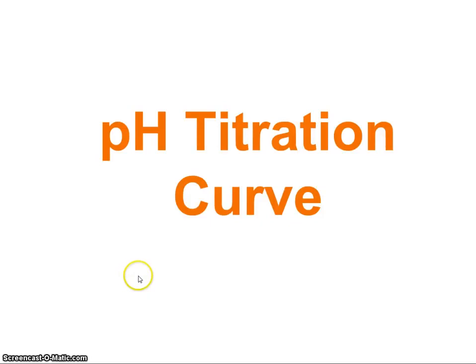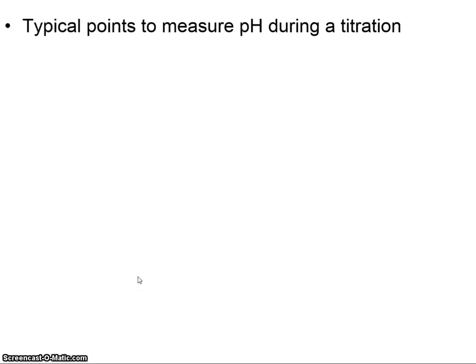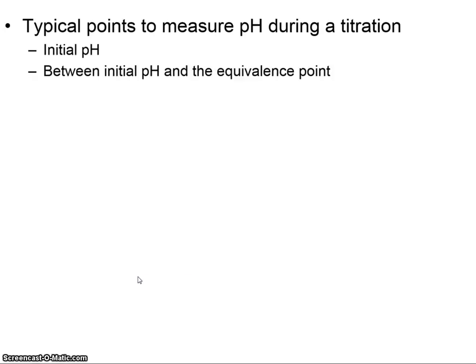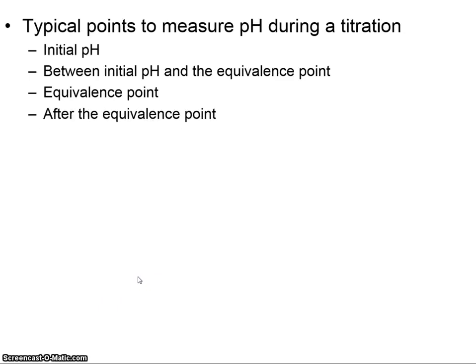All right, let's look at our titration curve. There's a couple of points that we want to measure the pH at during our titration. First is the initial pH. Before I've added any of my titrant, I want to measure what the pH is. I then want to measure between the initial pH and the equivalence point, when I've neutralized all of my titrate. I want to measure it at the equivalence point, and I want to measure it sometime after the equivalence point.